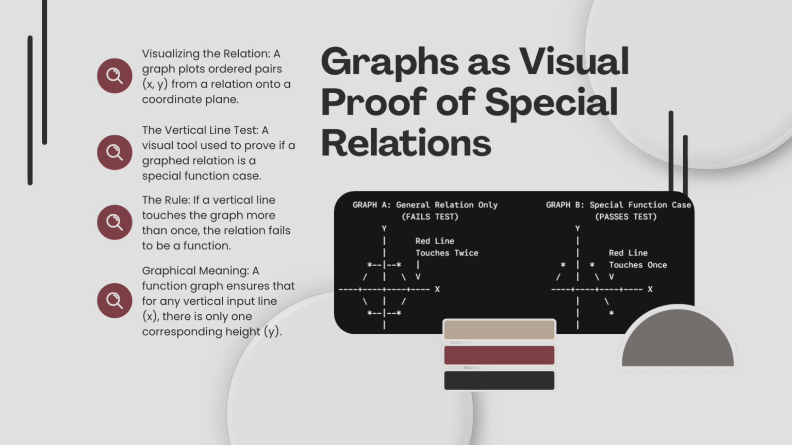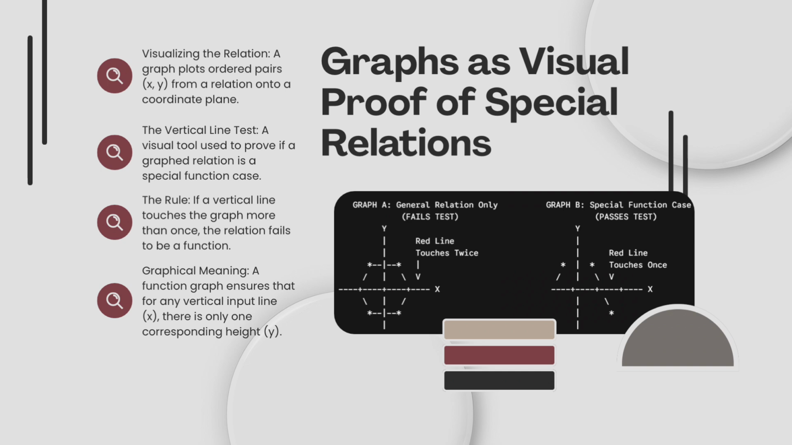Now, let's take these definitions and look at them visually. A graph is just a physical picture of a relation. It takes our ordered pairs of data and plots them as coordinates on a grid. But just like equations, a graph is an excellent tool because it can instantly show us when a relation crosses the line to become a special function case. To prove this to our lecturer, we look at the two graphs on the slide and apply a simple visual test called the vertical line test.